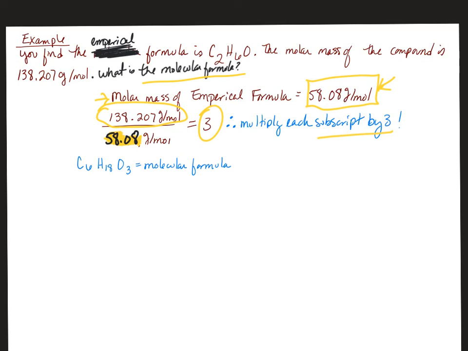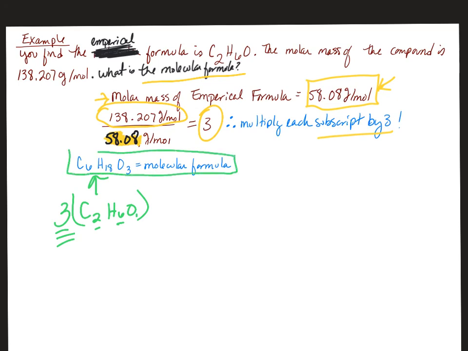And that's how C2H6O multiplied by 3 ends up being C6, because 3 times 2 is 6, H18, because 3 times 6 is 18, and 3 times the implied 1 that's there for oxygen becomes just 3. And so that is how you determine what the molecular formula would be.